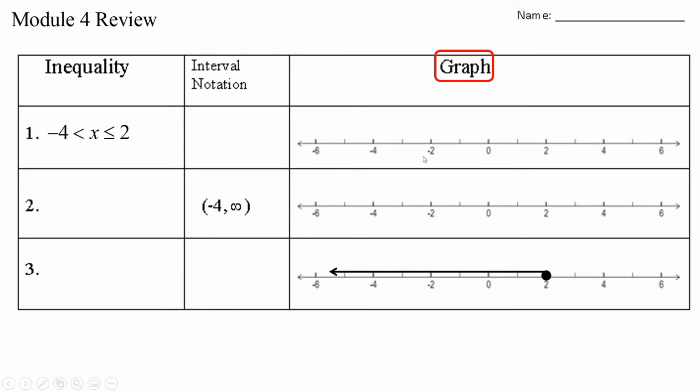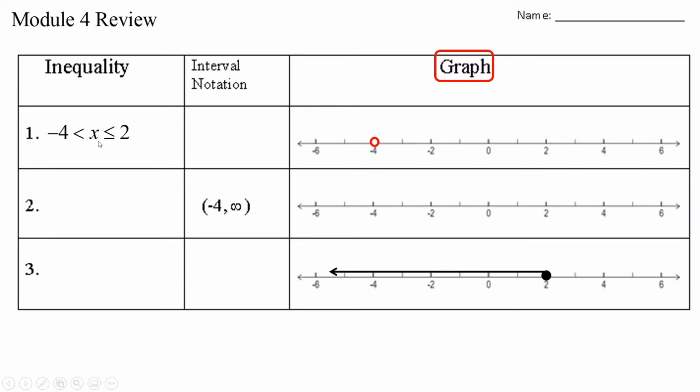So if they did not give me a graph, I'm going to begin this problem, number one right here, by doing the double inequality. -4 is less than x, and x is less than or equal to 2. I'm going to graph that. So I look at my endpoints. My left endpoint is -4, and I look then at the inequality. -4 is less than x. There's no equals there. So I go to -4 on my number line, and because there is not an equals, I need to put an open dot on my left bound of -4.